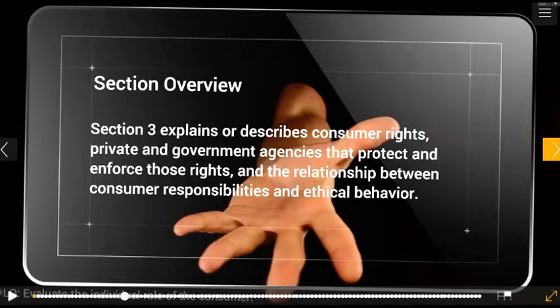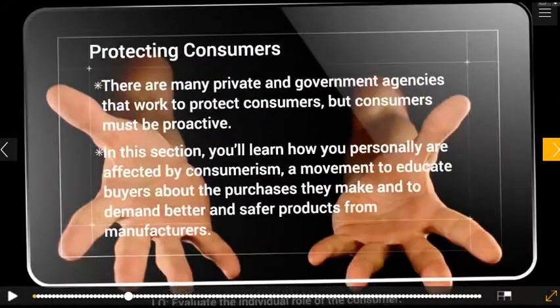Section 3 explains or describes consumer rights, private and government agencies that protect and enforce those rights, and the relationship between consumer responsibilities and ethical behavior. Protecting consumers. There are many private and government agencies that work to protect consumers, but consumers must be proactive. In this section, you'll learn how you personally are affected by consumerism, a movement to educate buyers about the purchases that they make and to demand better and safer products from manufacturers.